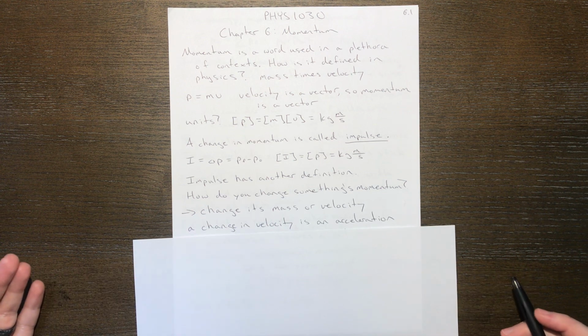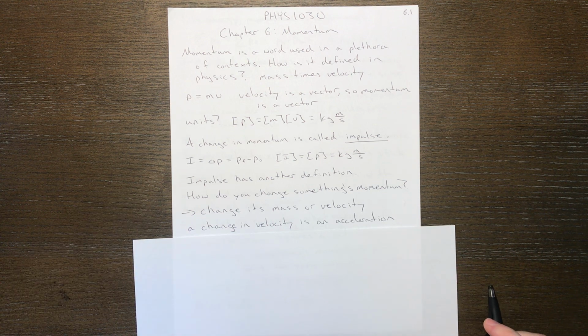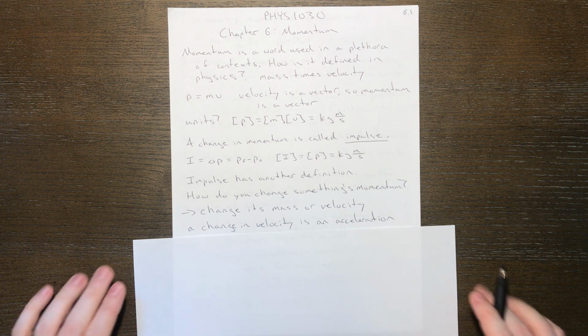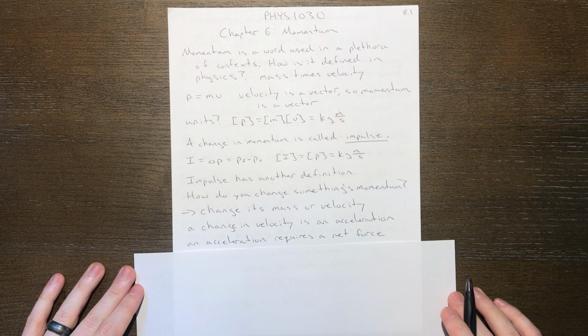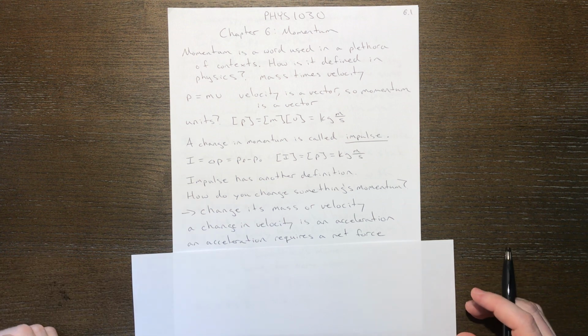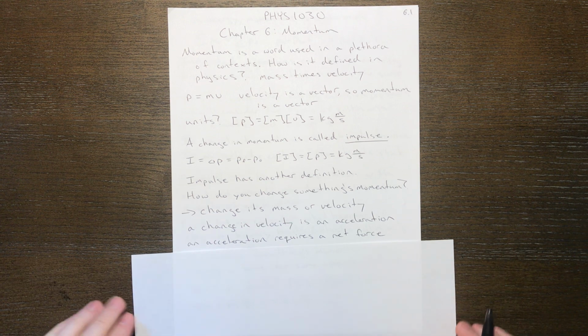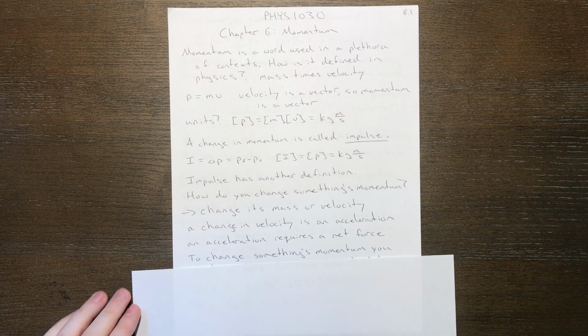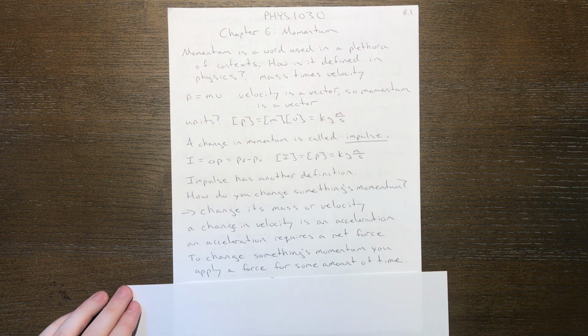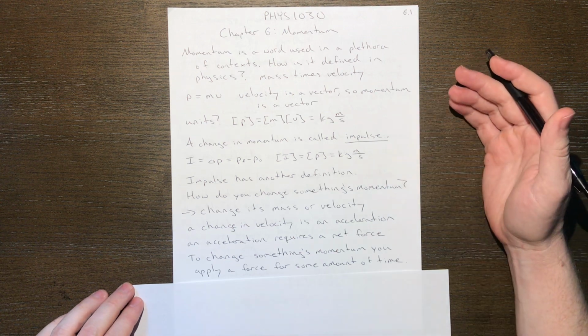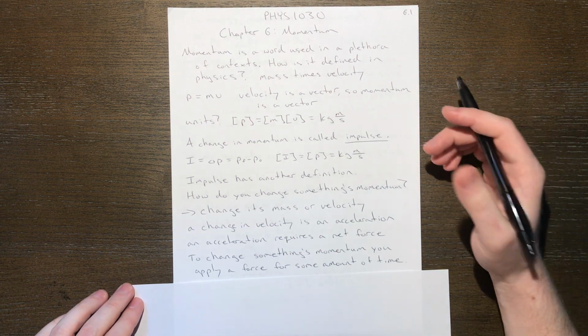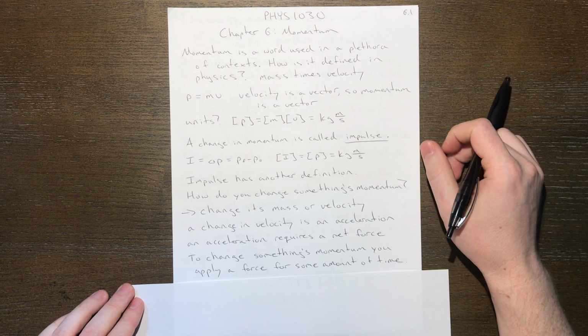And we know from chapter 2 that a change in velocity is defined as an acceleration. And from chapter 3, we know that an acceleration requires a net force. Thus, to change something's momentum, you need to apply a force. And you don't apply that force forever and ever and ever. You apply it for some finite amount of time.